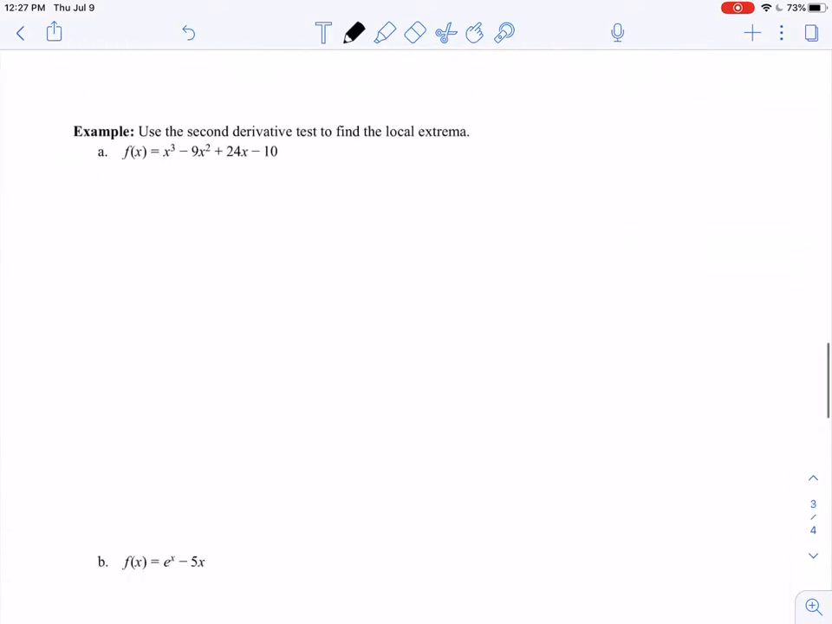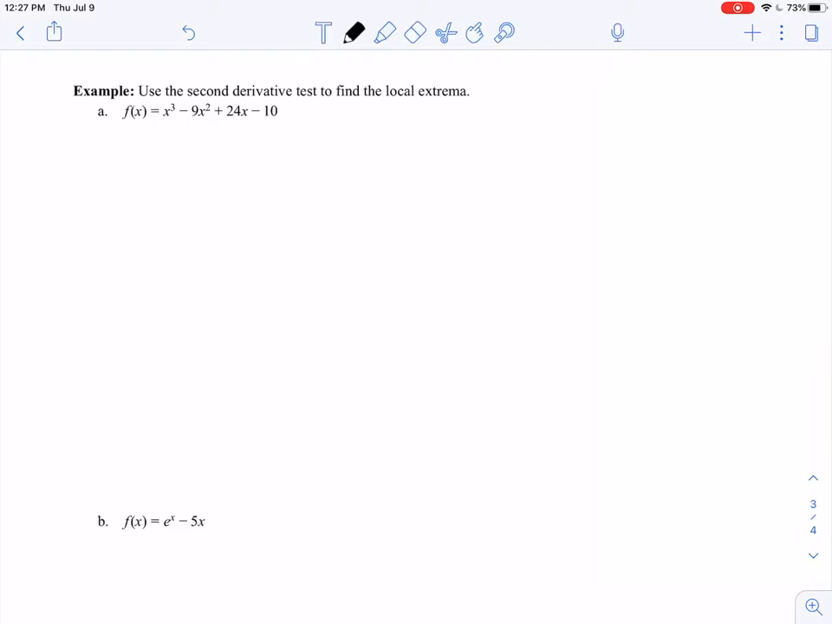So here we're going to use the second derivative test to help us find local extrema, just to get a little bit of practice with it. Here I have f of x equals x cubed minus 9x squared plus 24x minus 10. I want to start by finding my first derivative. So here I have 3x squared minus 18x plus 24. I'm going to take that derivative, set it equal to 0 so that I can find my critical points. I have a greatest common factor of 3, so that'll leave me with x squared minus 6x plus 8 is equal to 0.